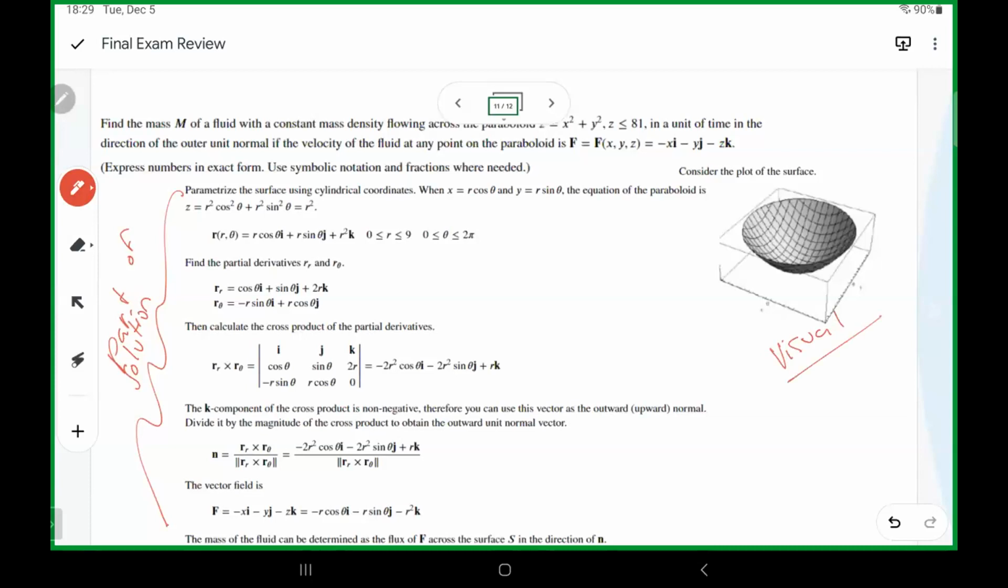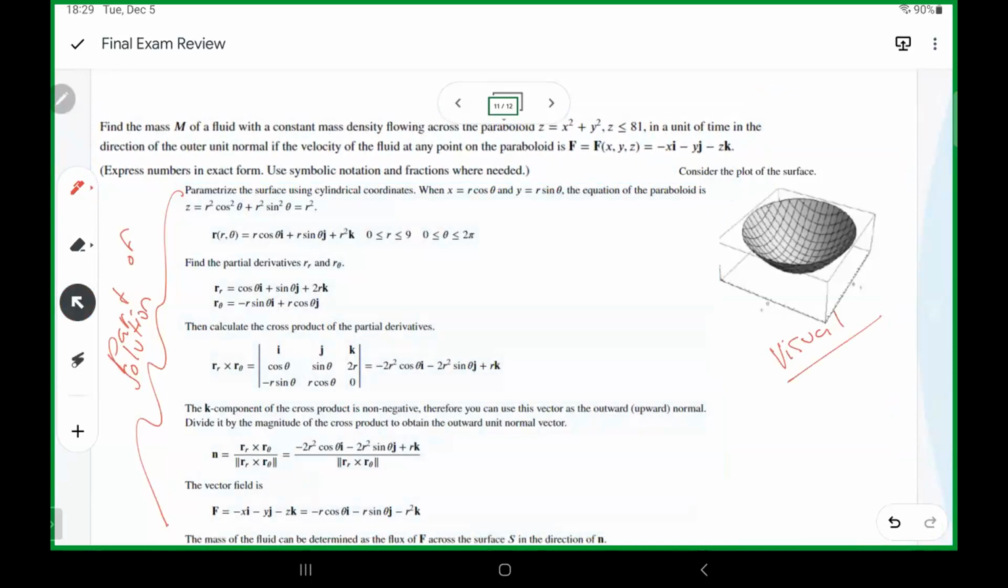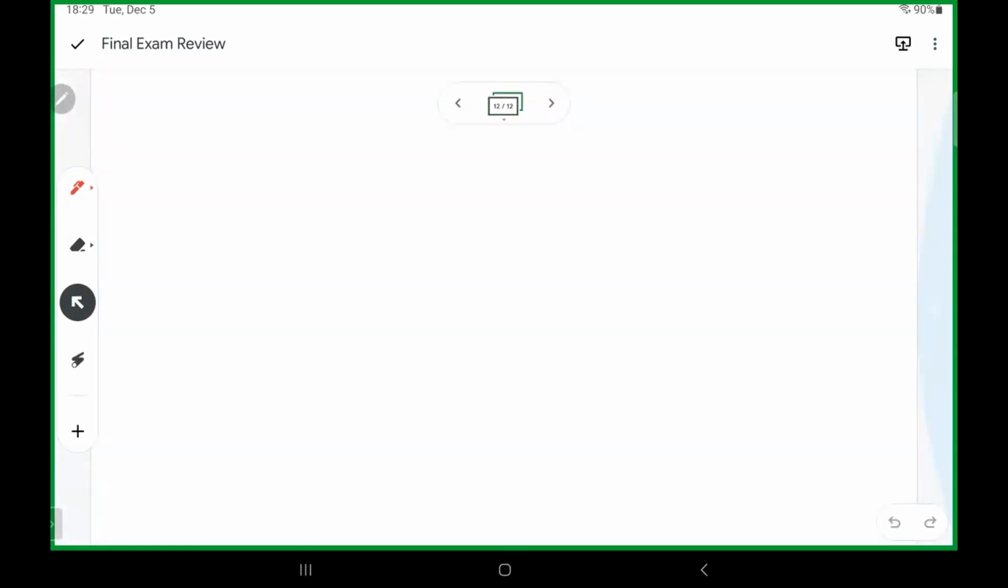Okay, so we want to find the mass of a fluid with a constant mass density flowing across the paraboloid in a unit of time in the direction of the outer unit normal, if the velocity of the fluid at any point on the paraboloid is the following. So then you have this setup work. Right, and now we're going to find the mass.